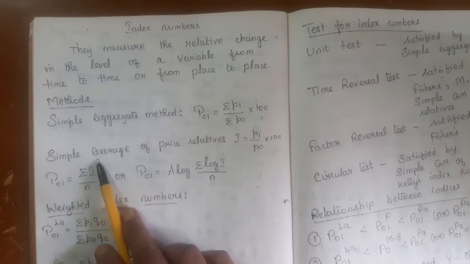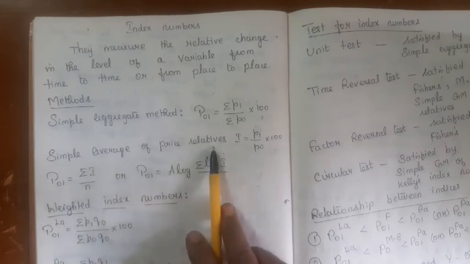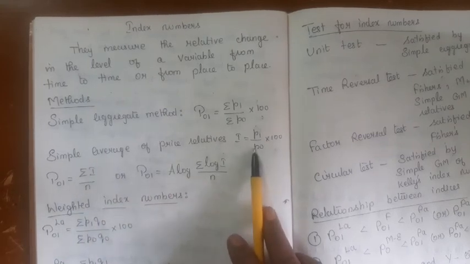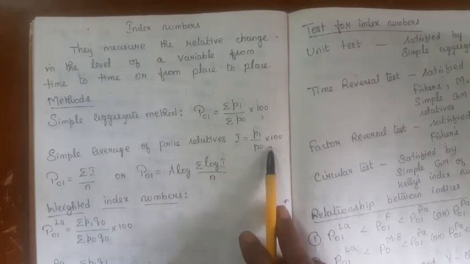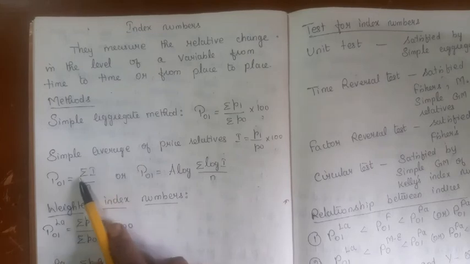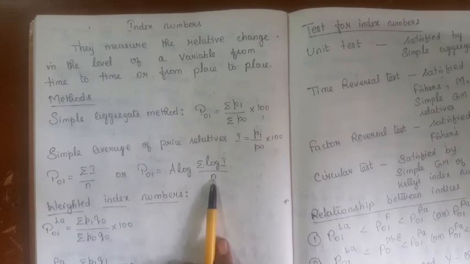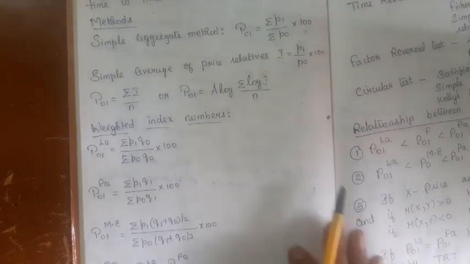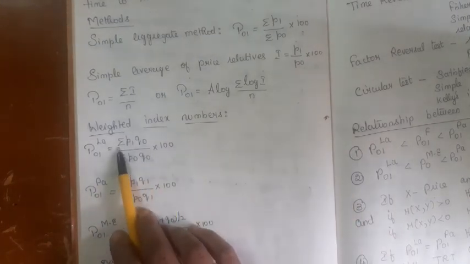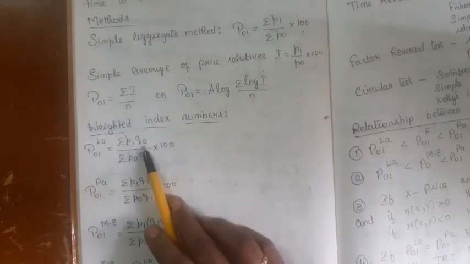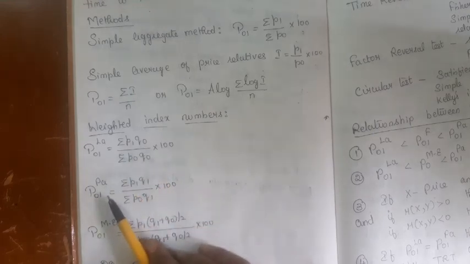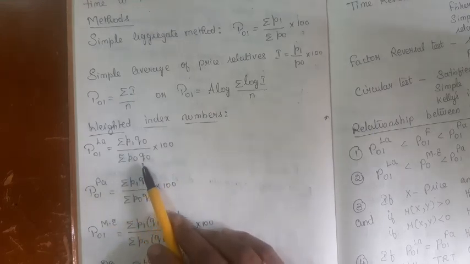The next method is to compute the average of price relatives. The price relatives are computed as P1 by P0 into 100 for each item. And then you can consider the arithmetic mean of price relatives as the index number, or the geometric mean of price relatives as the index number. And the weighted index numbers, where for the price index number, quantity is used as weights, and for the quantity index number, price will be used as weights.